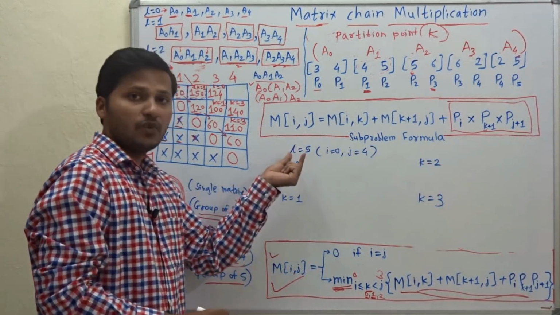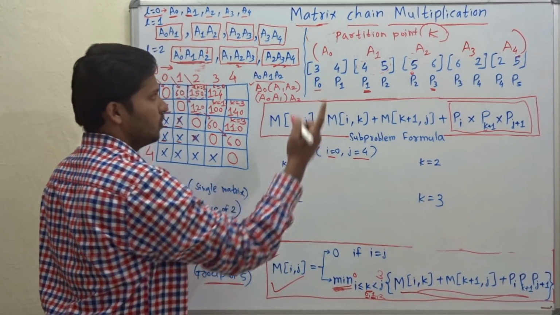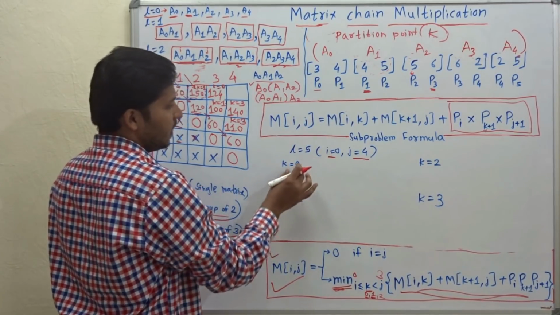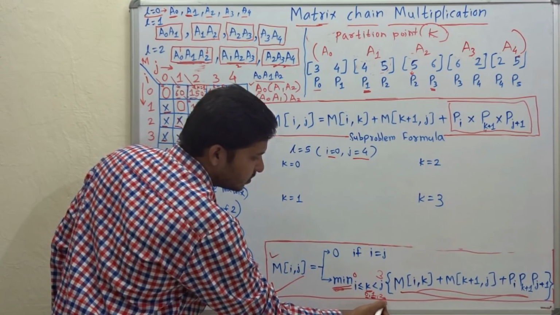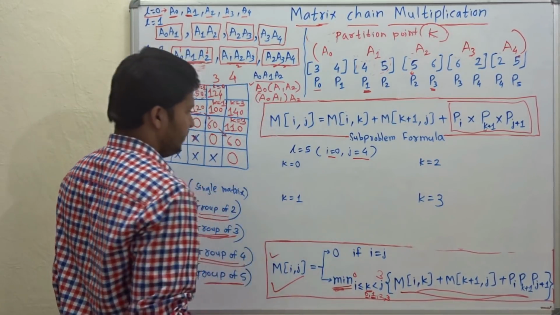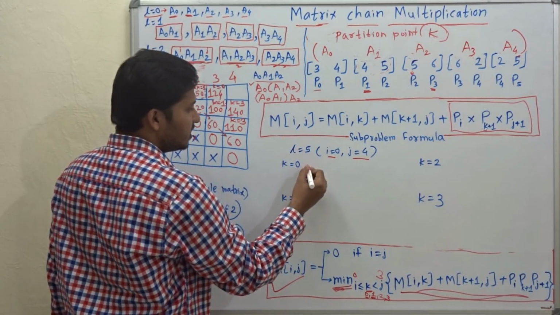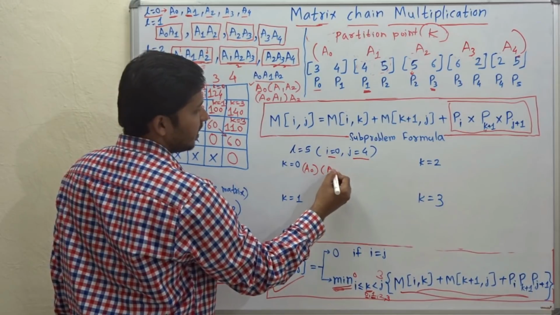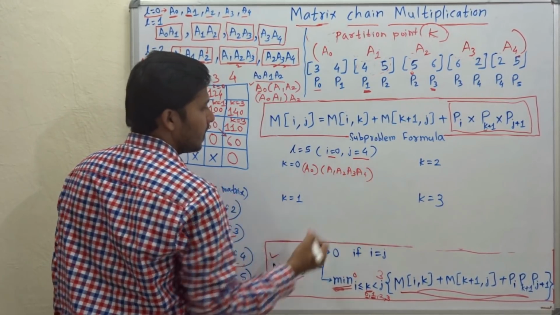So for L equal to 5, I is 0 and J is 4. Okay. So the first partition point is 0. It will go from 0 to 4, means now k will take values 0, 1, 2 and 3. Okay. Now for k equal to 0, what will be the partition? A0 is one partition and the second partition is A1, A2, A3 and A4.